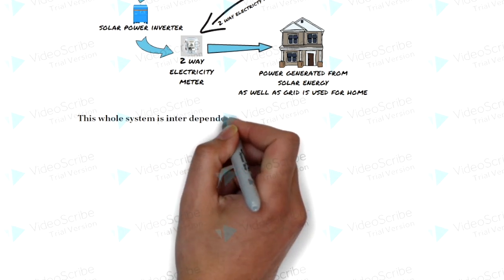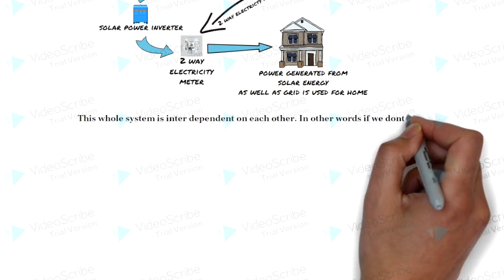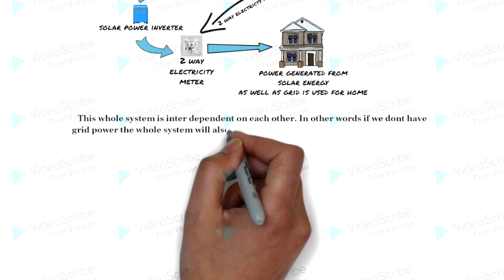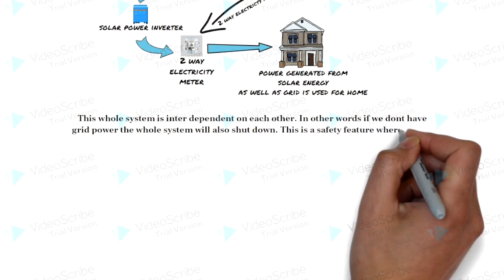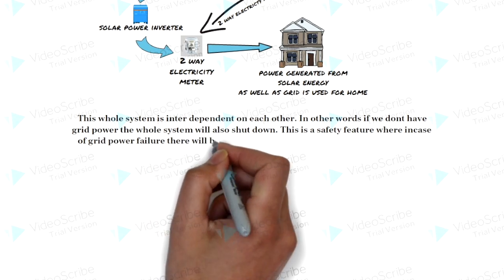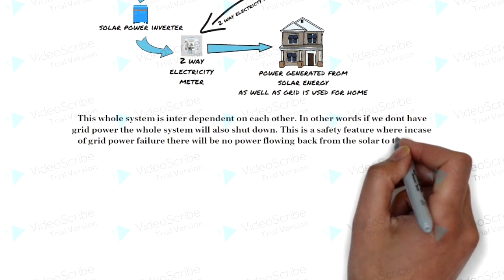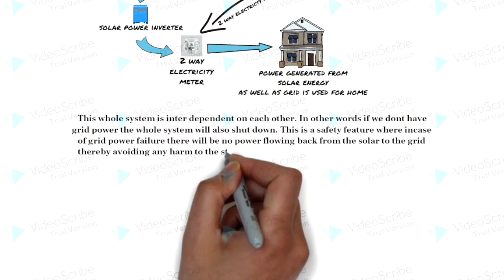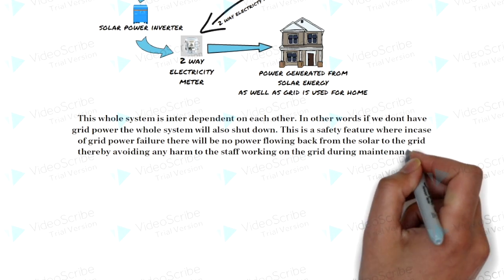This whole system is interdependent on each other. In other words, if we don't have grid power, the whole system will also shut down. This is a safety feature where, in case of grid power failure, there will be no power flowing back from the solar to the grid, thereby avoiding any harm to the staff working on the grid during maintenance or breakdown.